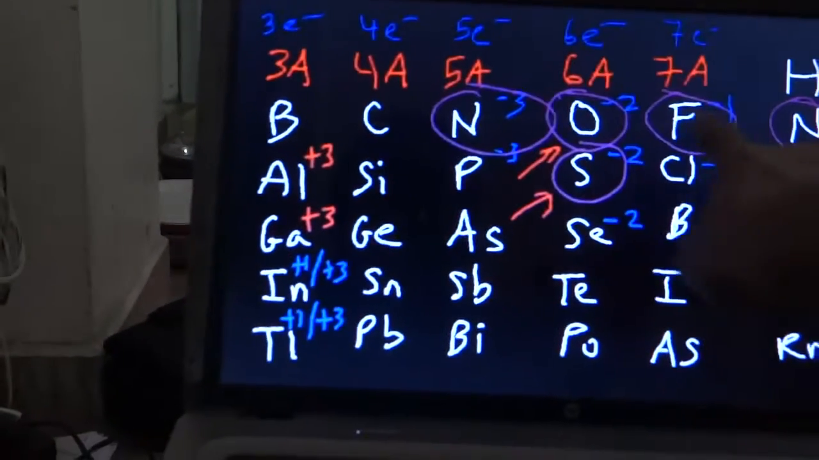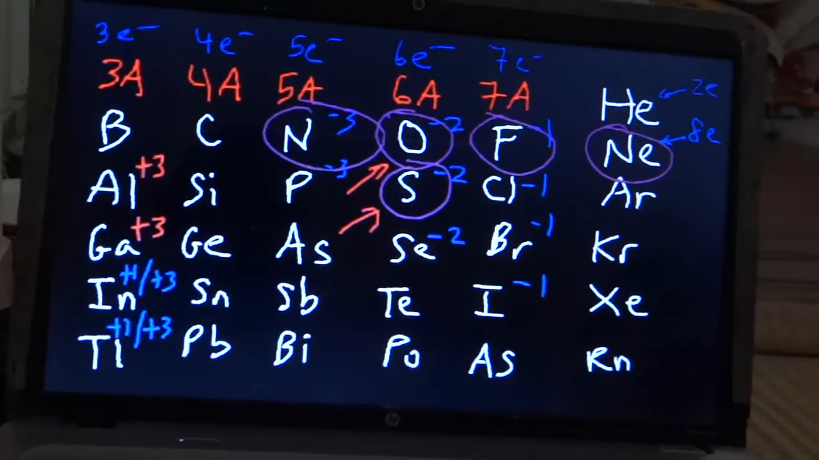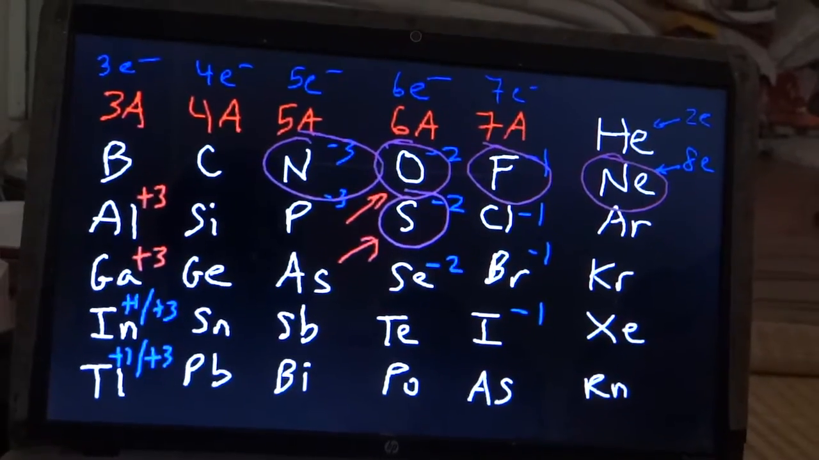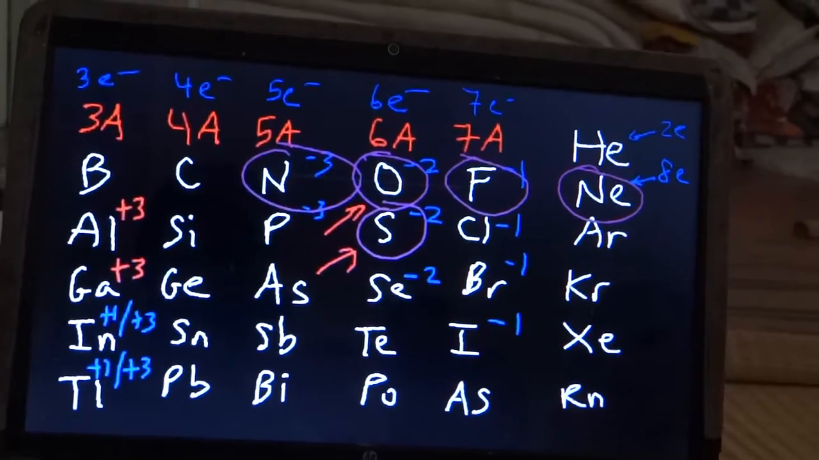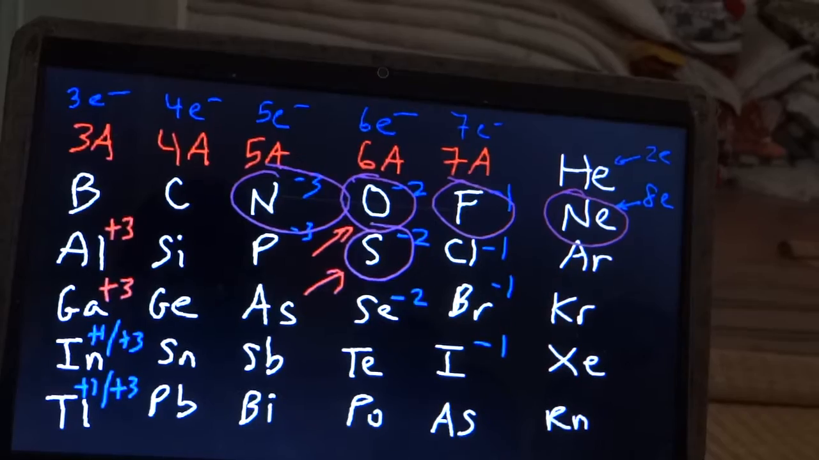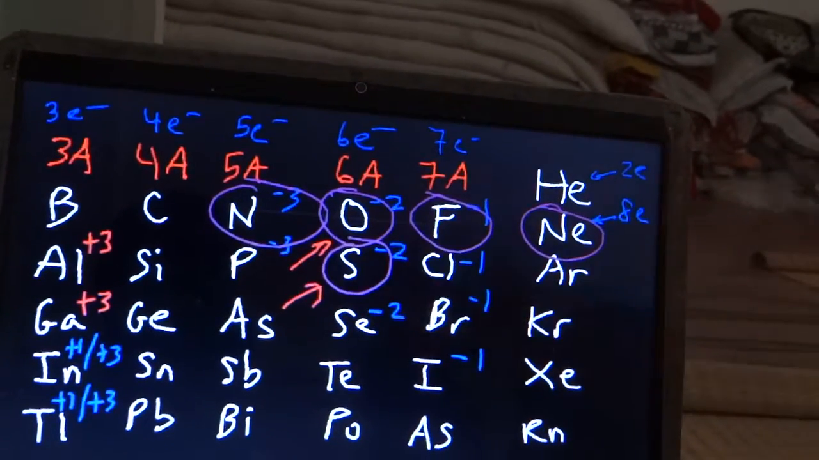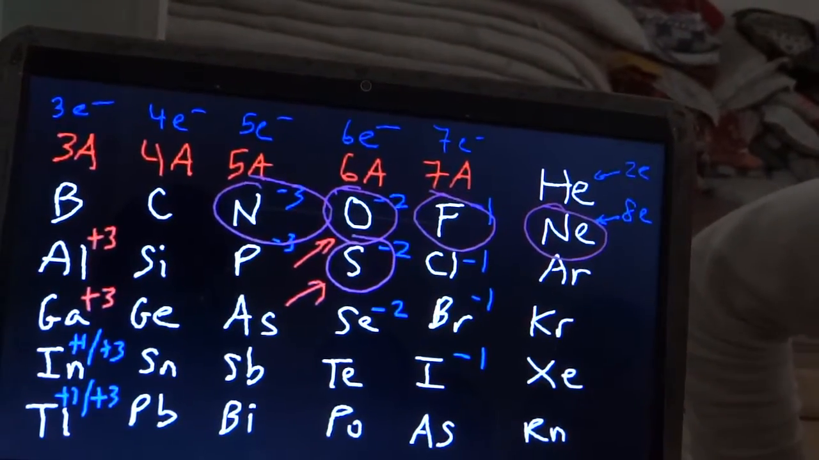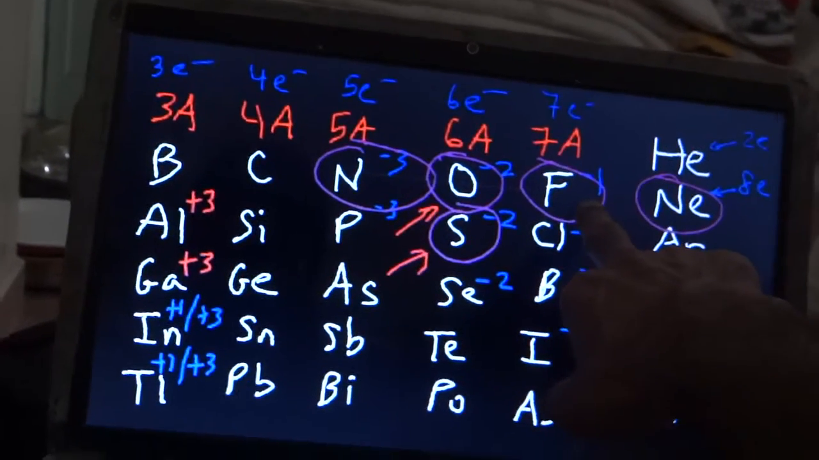Out of these 3, which has more reactivity? N, O, or F. F will have more reactivity, fluorine.